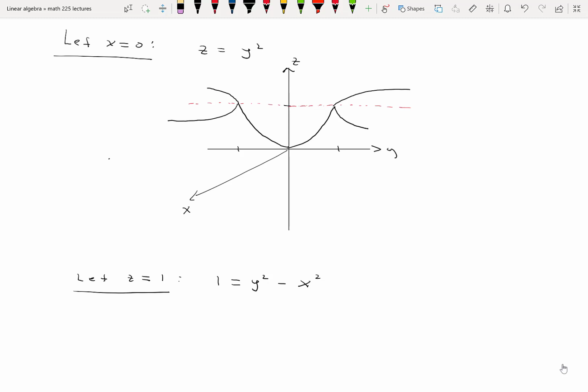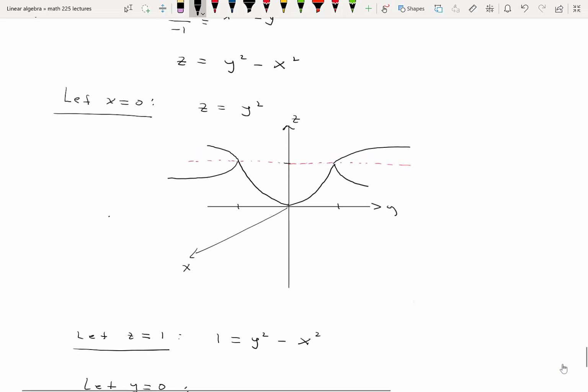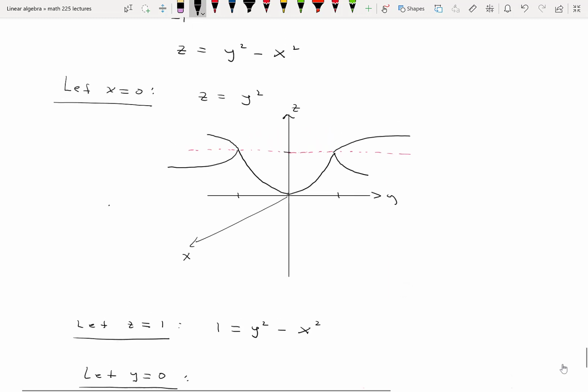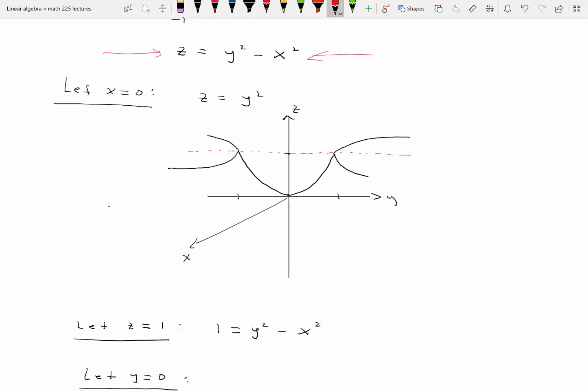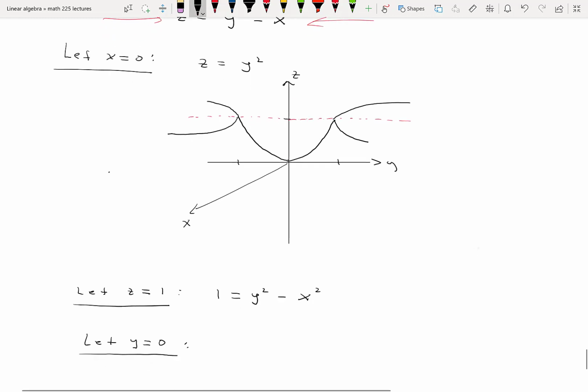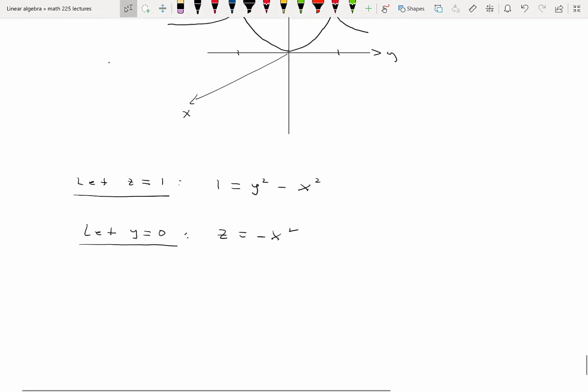So let's take a look at the trace of this surface in the xz plane. What's the equation of the xz plane? Well, in the xz plane, y equals 0. So if I let y equal 0 in my original surface, I get z equals negative x squared, which we all know is a parabola that opens downward in the xz plane.